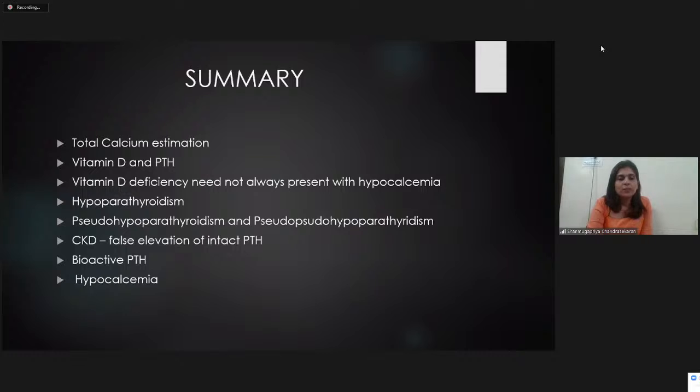And then we know causes of hypocalcemia. Most common cause is hypoalbuminemia, which causes pseudohypocalcemia. Apart from that, chronic kidney disease. Hypercalcemia, most common cause of asymptomatic hypercalcemia would be primary hyperparathyroidism. Most common cause of symptomatic hypercalcemia would be malignancy.